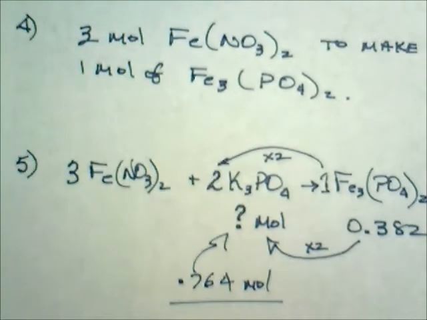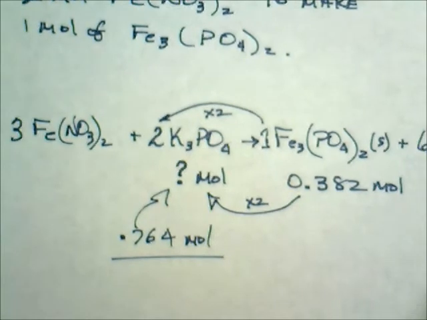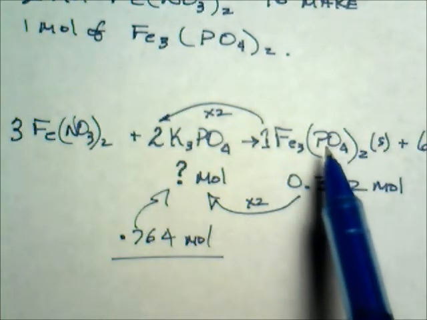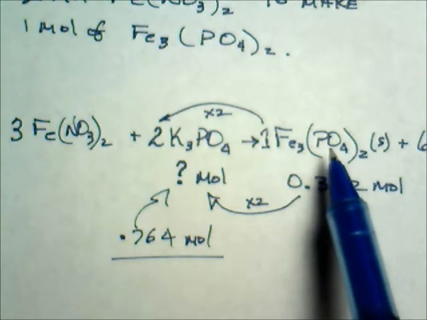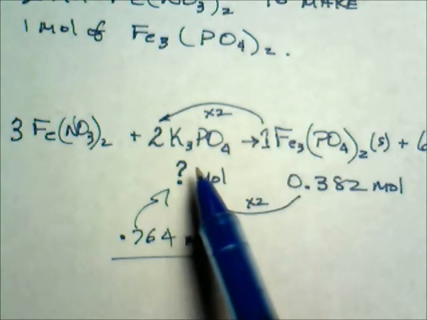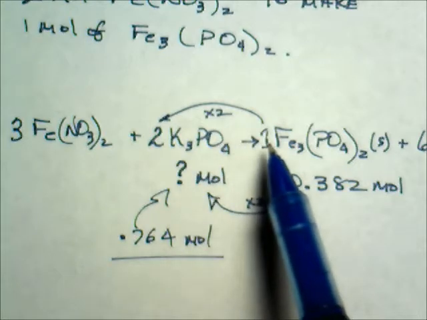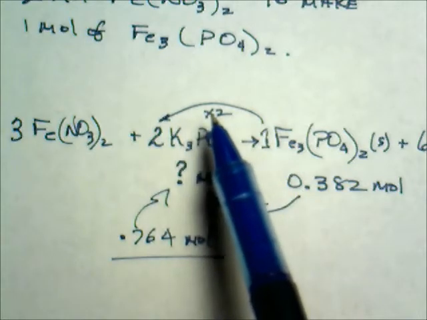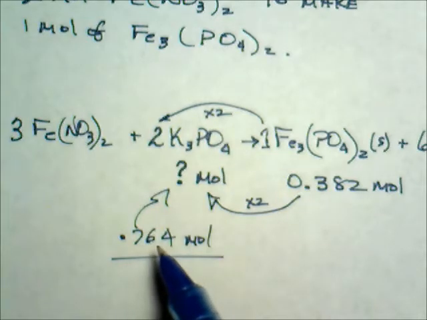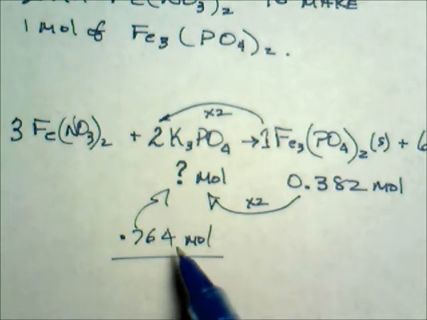Get down here to number 5 and we have this situation. We are given the number of moles of the iron 2 phosphate and we're looking for moles of potassium phosphate. Notice that to go from a 1 to a 2, we multiply that by 2. So we'll simply multiply this number of moles by 2 and we get 0.764 moles, and there's our final answer.